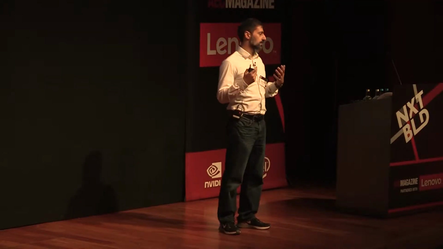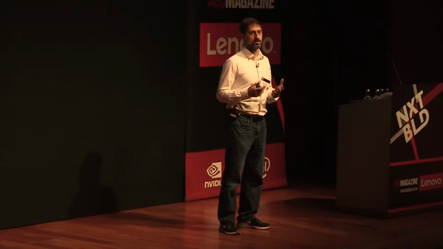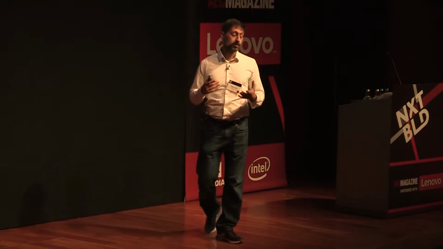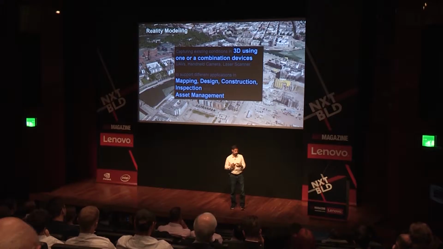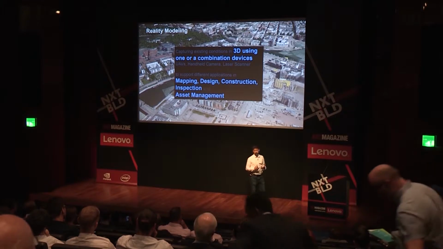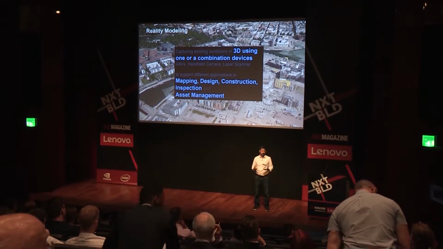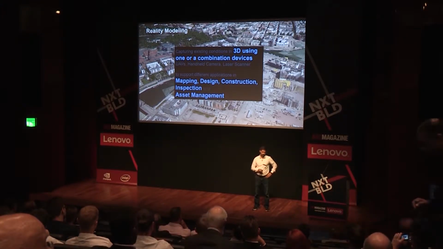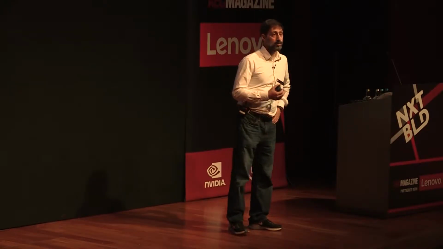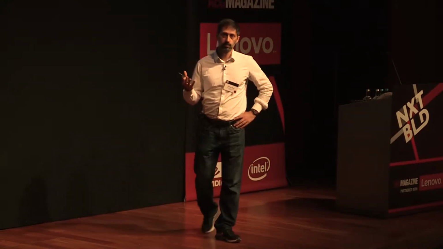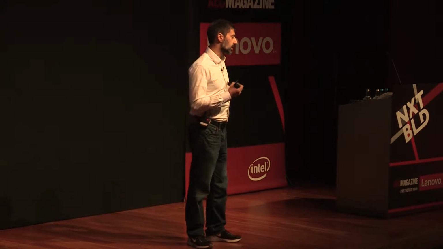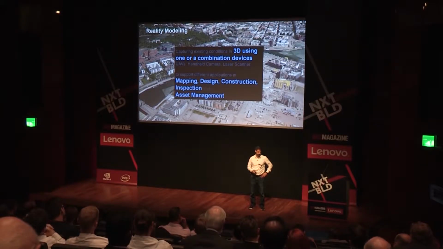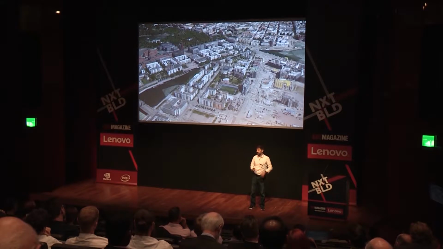So reality modeling from Bentley's perspective is really about capturing existing conditions, and it's only reality modeling if you're doing it in 3D. So we're going beyond photography. But what's really important is using one or a combination of devices. I'm going to talk a lot about that. And the idea is that we do it in such a way and we receive data such that we can really fuel and drive applications in mapping, in construction, in design, inspection, asset management, and so on. And it can be at any scale.